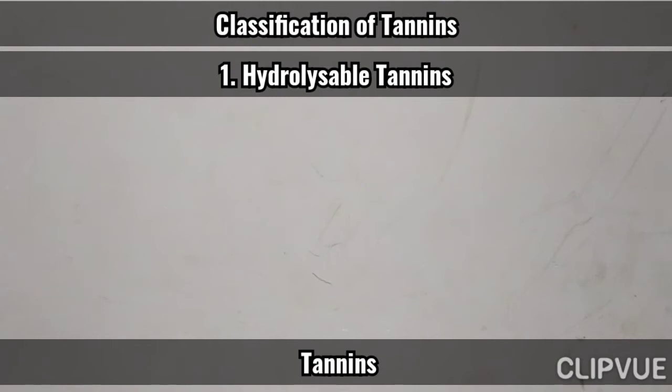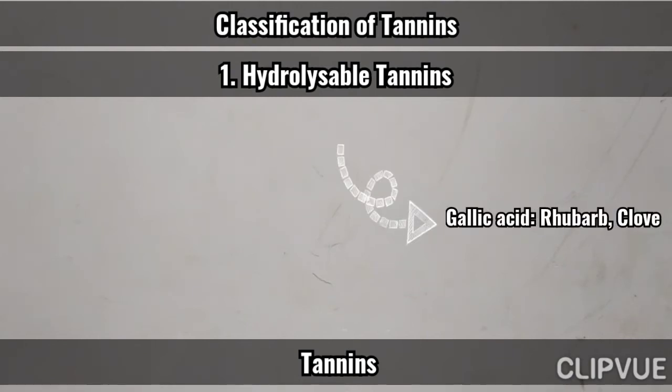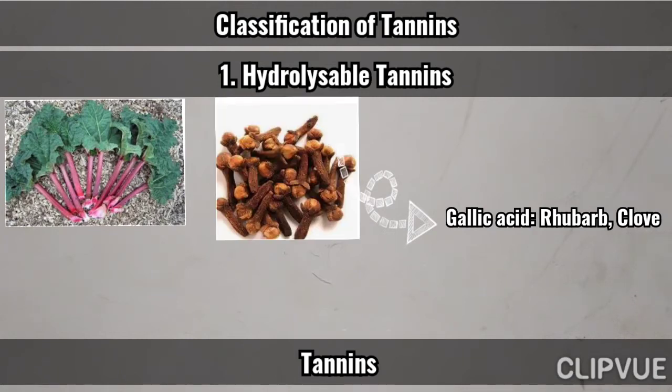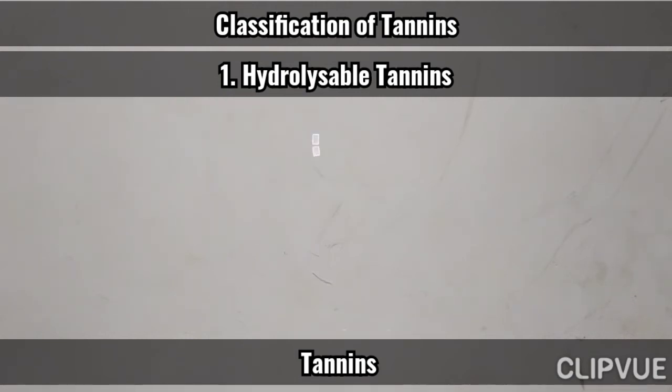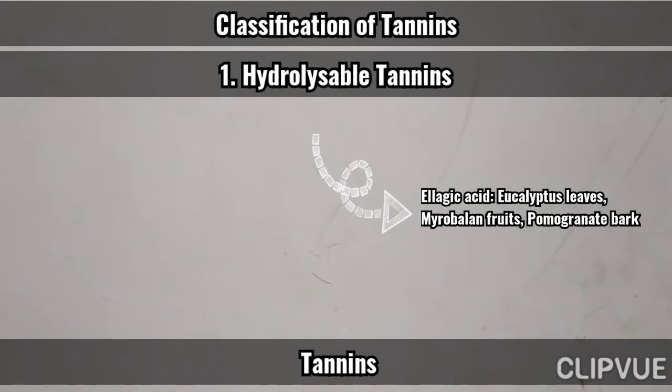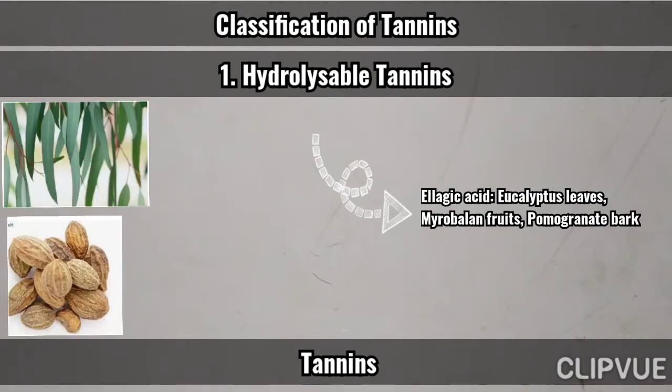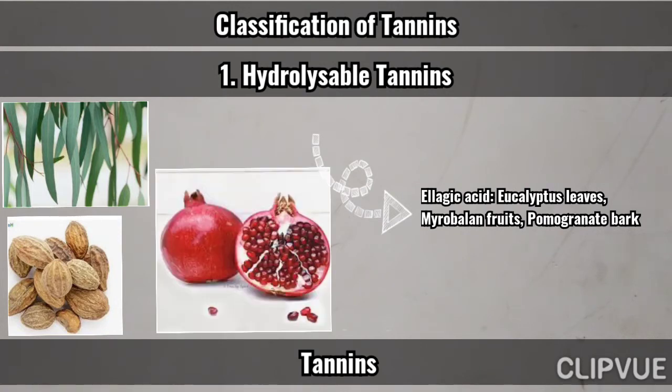Examples of gallic acid tannins are rhubarb and clove. Ellagic acid tannins, examples: eucalyptus leaves, myrobalan fruits, and pomegranate bark.